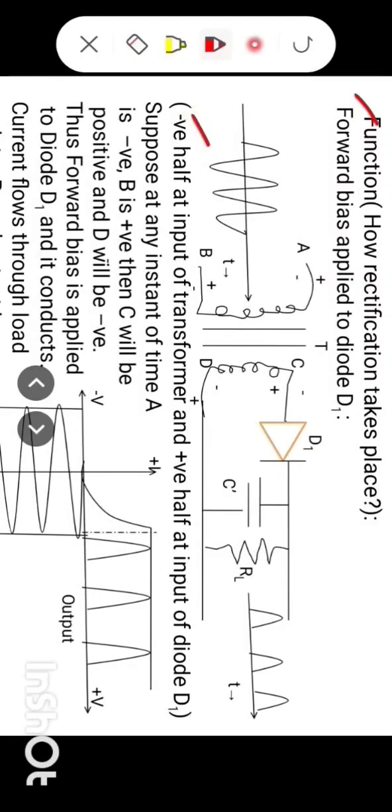Now negative half at input of transformer, this negative half, and positive half at input of diode, this positive half at input of diode D1.